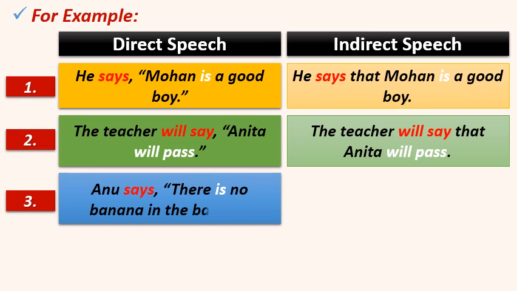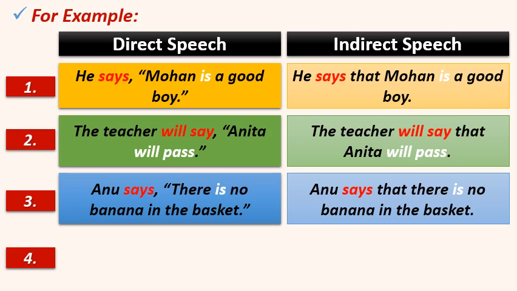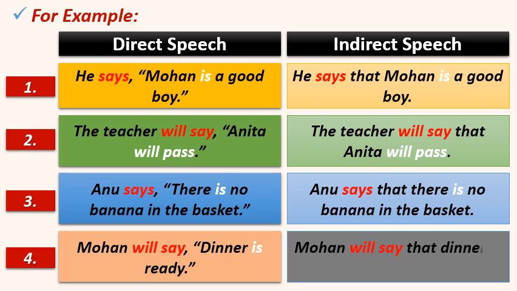Same with other examples also. Anu says, "There is no banana in the basket." Fine. So when you will convert it into indirect speech, Anu says that there is no banana in the basket. Example number 4, Mohan will say, "Dinner is ready." So when you will convert into indirect speech, sentence will be, Mohan will say that dinner is ready. So this is your rule number 1.